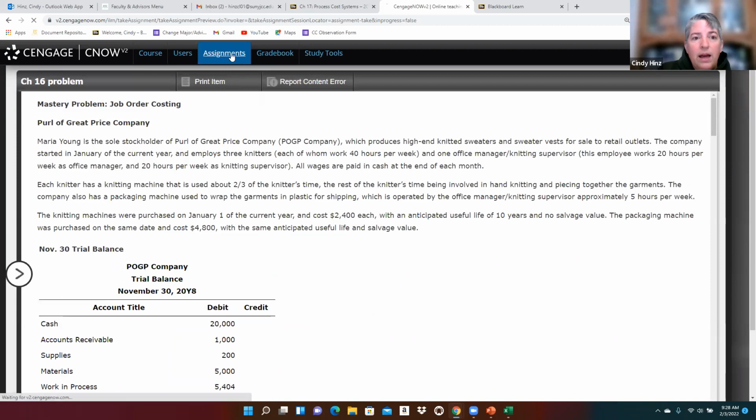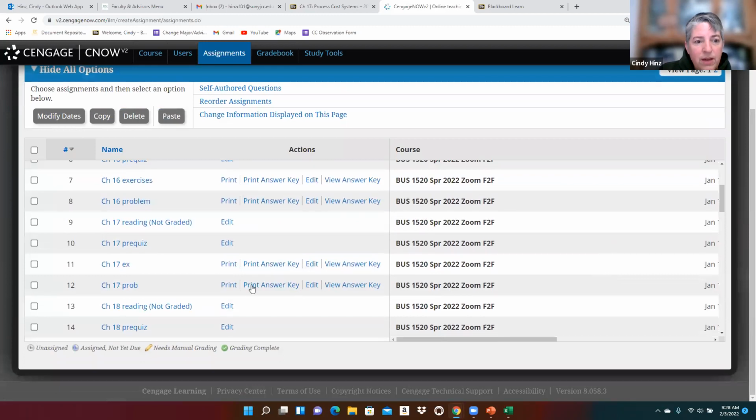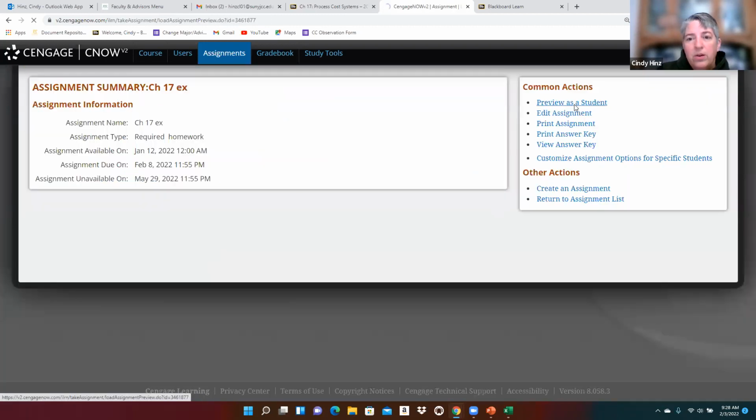And just to be prepared, I'm going to pull up the Chapter 17 exercises. There they are, because we'll get to those shortly.